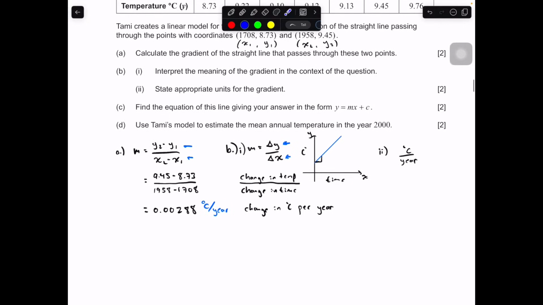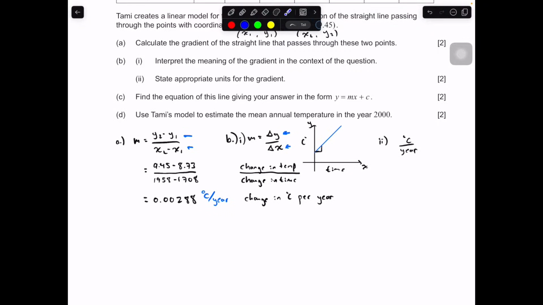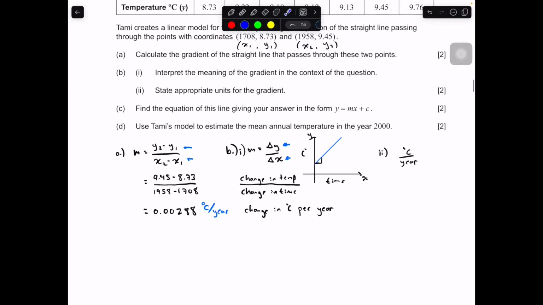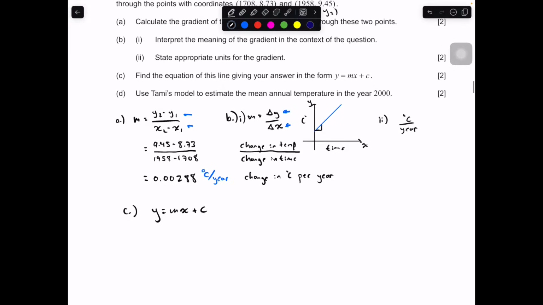All right. Part C, find the equation of this line giving your answer in the form of y equals mx plus c. All right. So we have a slope already. We have a value of m. Let's go ahead and write this out for c. We have an equation of a line which is y equals mx plus c, and we already have m, so we have y is equal to 0.00288x plus c, and we know mostly everything here. Well, we know our slope, but we don't know what the value of c is.